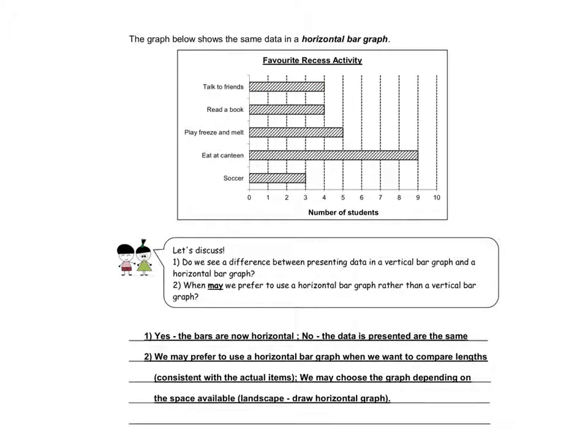So when do we prefer a horizontal bar over a vertical bar? It depends, first of all, on the type of data we're talking about. If we're talking about something like length or width, we can use the horizontal bar. If it's something like height, such as the height of a building or of a person, we use the vertical bar. So it depends on what kind of data we have, and also on the space available. If we have a lot of vertical space, then we just use the vertical bar graph instead of the horizontal bar graph.